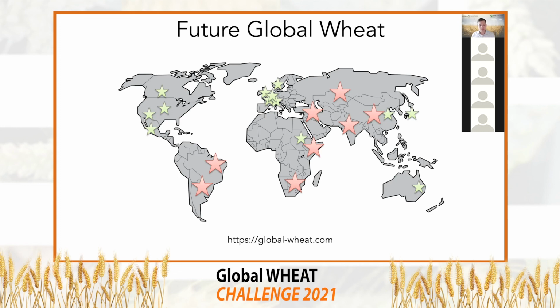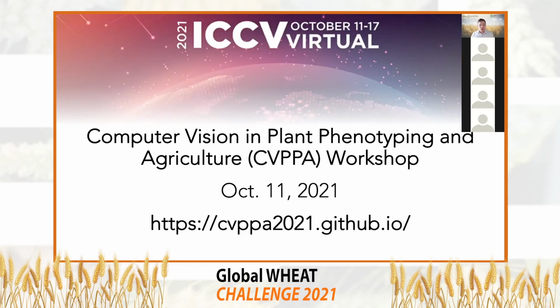And then I will also just promote the Computer Vision and Plant Phenotyping in Agriculture workshop, which is happening at ICCV this October. The workshop will be on October 11th. And as I mentioned, there are a number of papers that have used the wheat data set that will be presented at the workshop, as well as other general phenotyping papers. So we would encourage you to register for ICCV and then attend the workshop on October 11th.